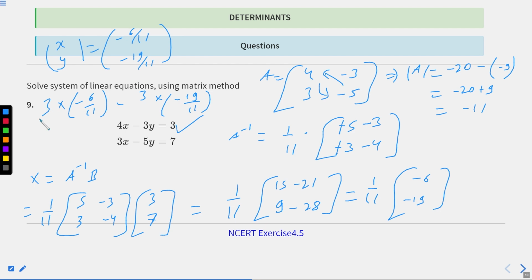Now 3 times x minus 5 times y. Let's check whether you are getting 7 or not. So 11 minus 18 plus 5 times this will give you 55. And now 55.